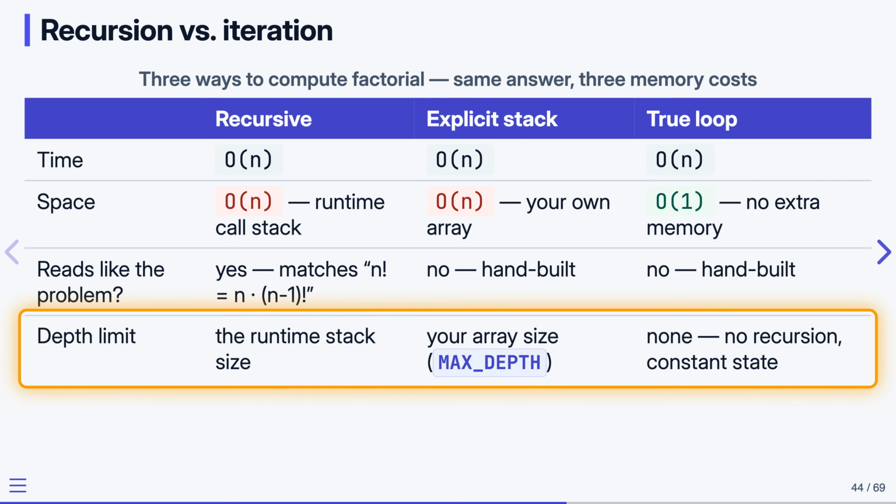What limits the depth? The recursive version is limited by the runtime stack size. The explicit stack version is limited by your array size, max depth. The true loop has no depth limit at all because it does not recurse. It just keeps a couple of variables.